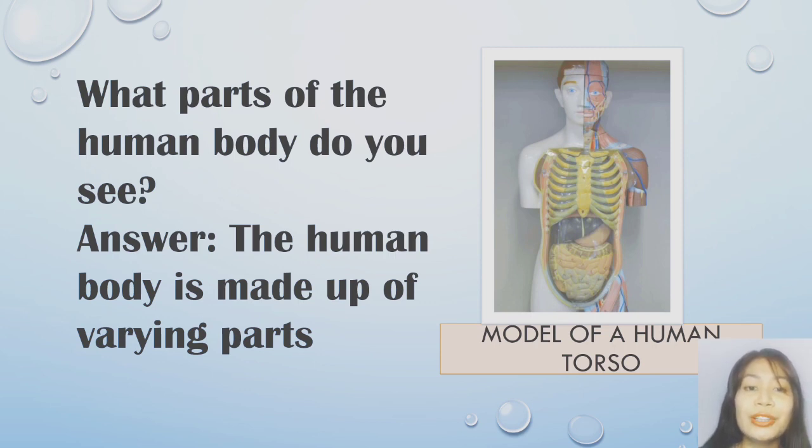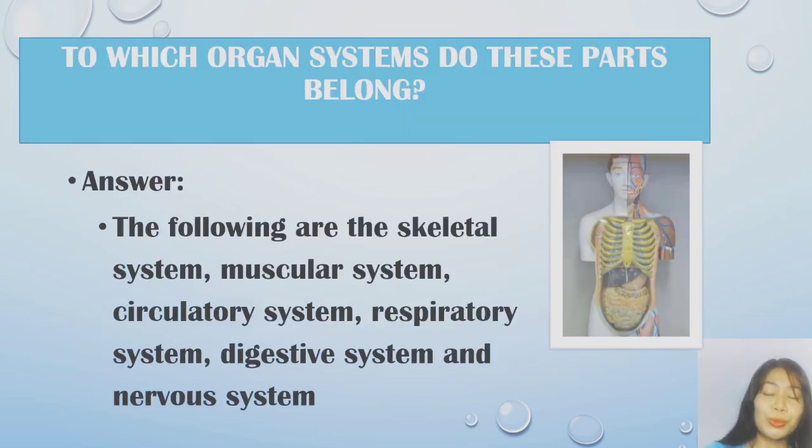Okay, so here the human body is made up of varying parts. To which organ systems do these parts belong? So the following are the skeletal system, muscular system, circulatory system, respiratory system, digestive system, and nervous system. So that is referred to the picture of the human torso a while ago.